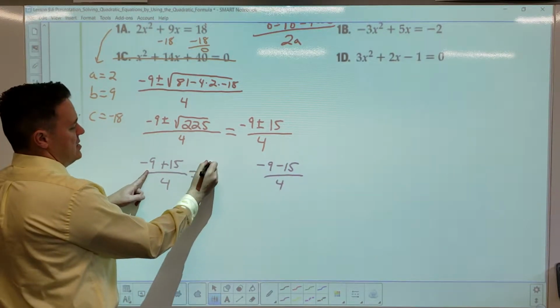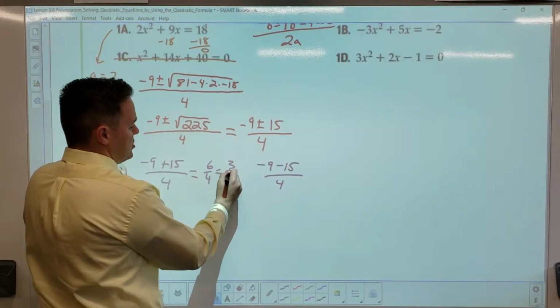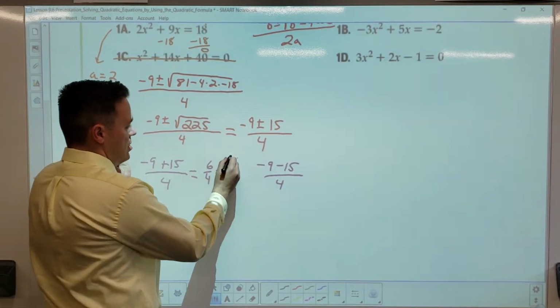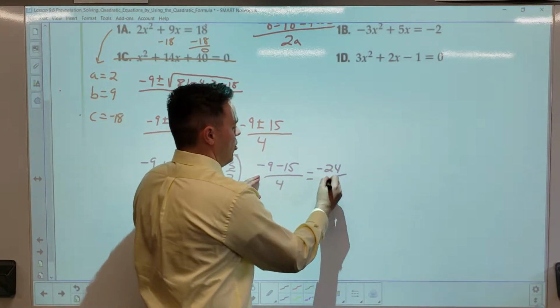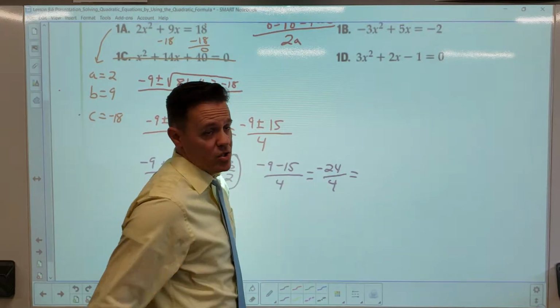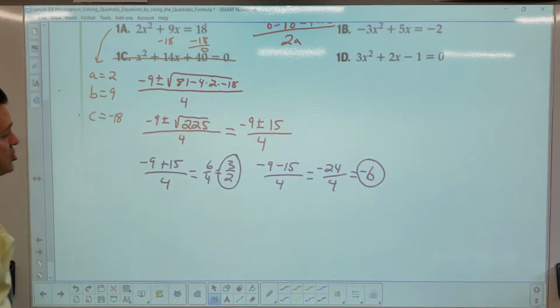It's going to be 6 over 4, which can be reduced. So make sure you finish it off to 3 over 2. This one here is going to be negative 24 over 4, which can be reduced to negative 6. So there are my two answers.